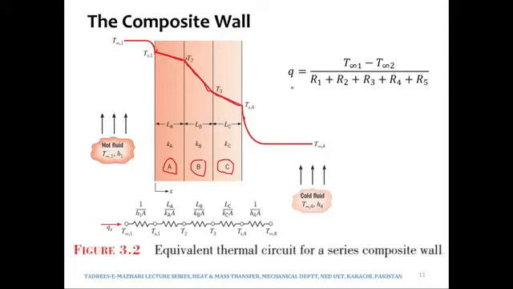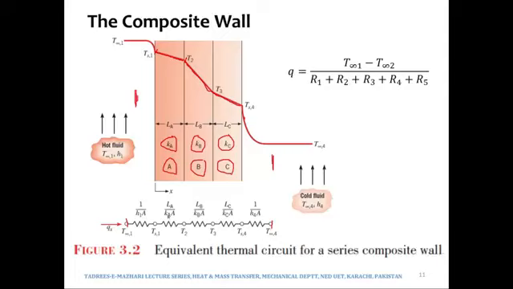So over here again we can write Q in different forms. I have only written one form, whereas if we write Q as T infinity 1 minus T infinity 4 in the numerator, then in the denominator we will write all the resistances that fall between T infinity 1 and T infinity 4. Means we need to write all the 5 resistances, 3 of which are conductive due to the conduction of the 3 materials A, B and C, and 2 would be convective in nature due to convection on this side of the wall and due to convection on this side of the wall.